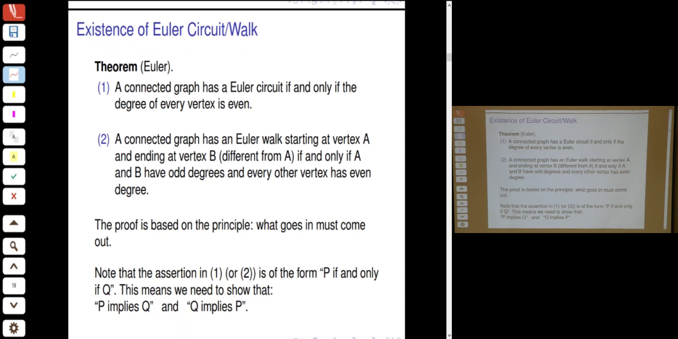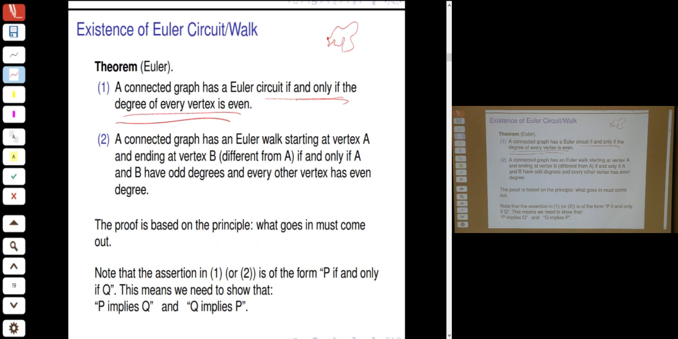So a connected graph has an Euler circuit if and only if the degree of every vertex is even. So you will be able to start from a vertex, take an Euler walk, so traverse every edge exactly once, and end at the same point, if and only if the degree of every vertex is even.